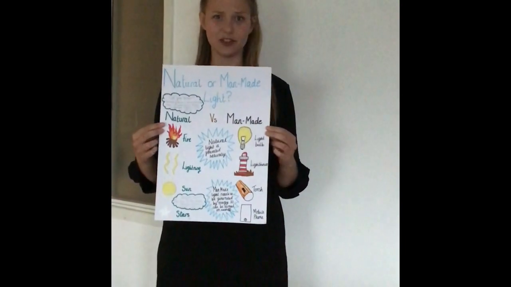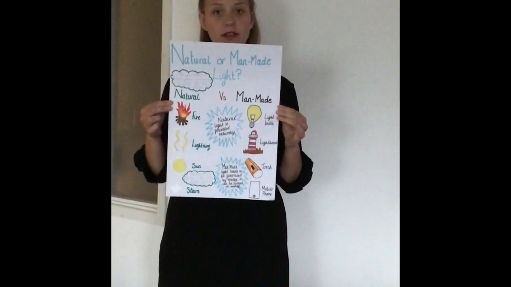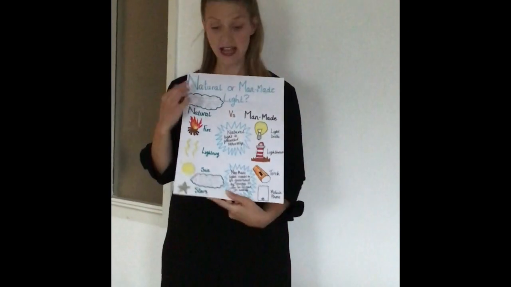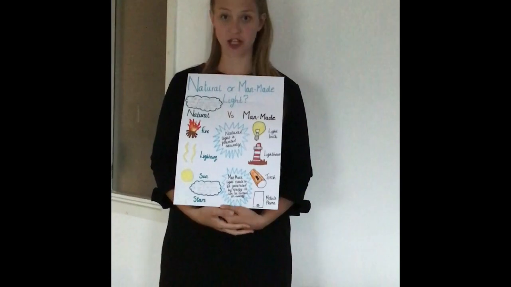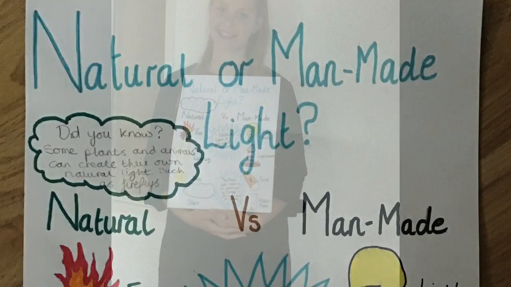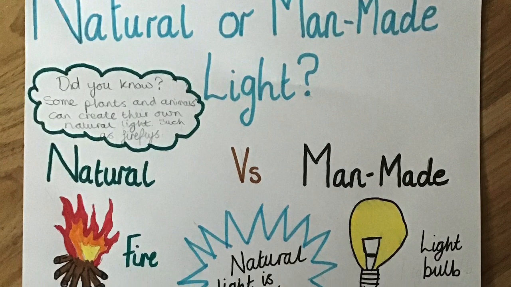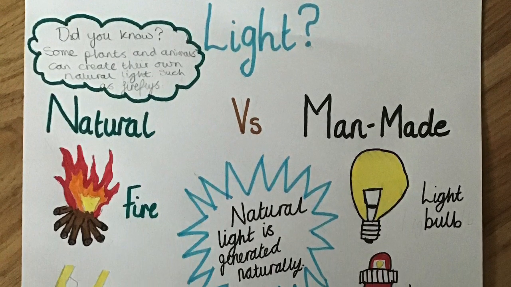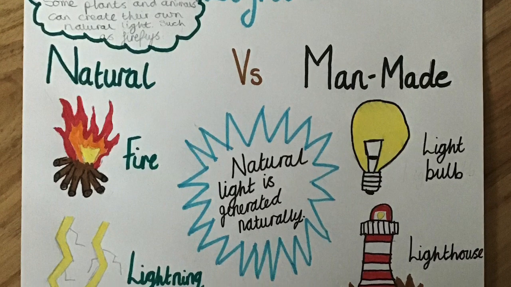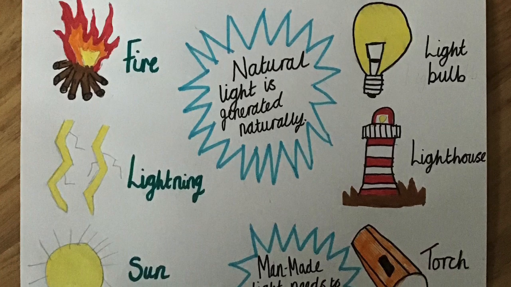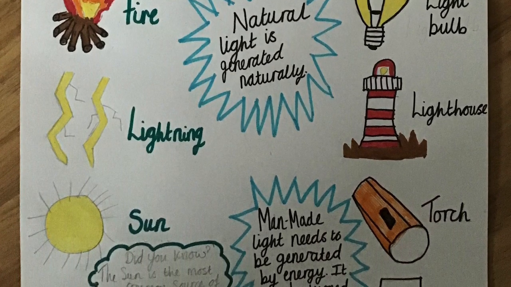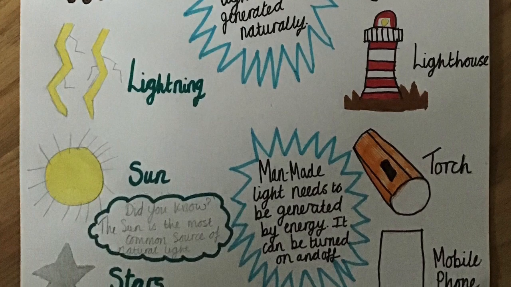Wow, I actually really enjoyed making that poster. So here's a copy of my poster that I made based on natural or man-made light. I split it into 2 sections, natural light, man-made light, and then put the facts down the middle. I'll show you now a picture so you can see it closer up. I hope my poster was helpful, and I can't wait to see the posters that you create at home based on natural and man-made light.